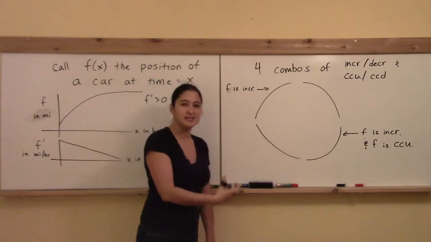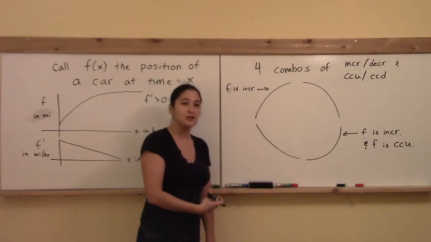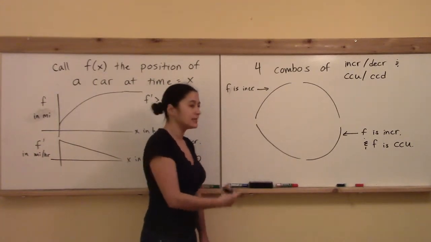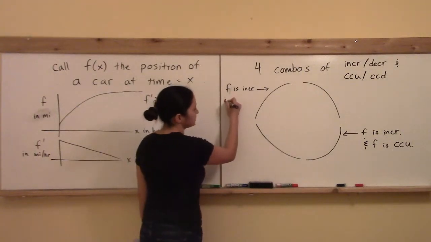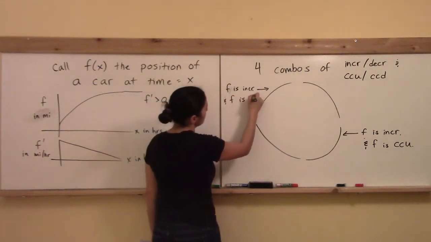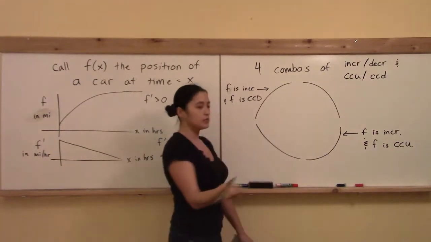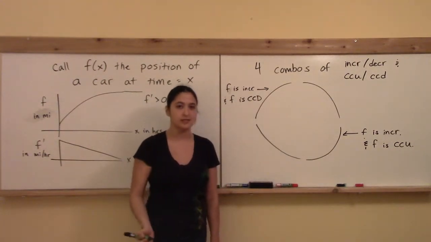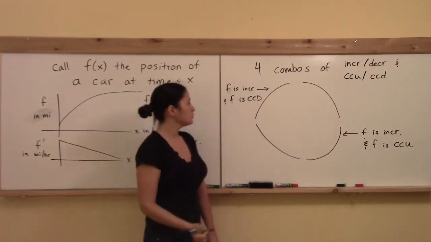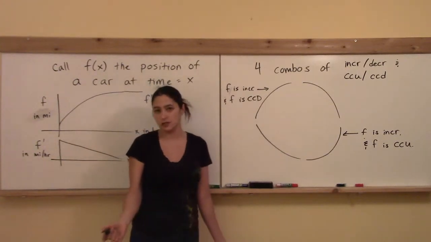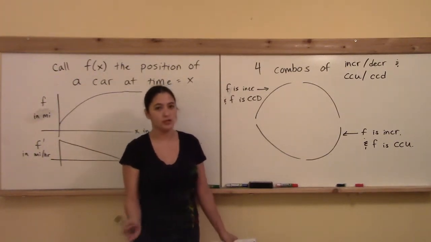Its speed is decreasing, so it's decelerating. Its acceleration is negative, its second derivative is negative, and so F is concave down, which is synonymous with having a negative second derivative. Okay? So you can see that you can be an increasing function and be either concave up or concave down.